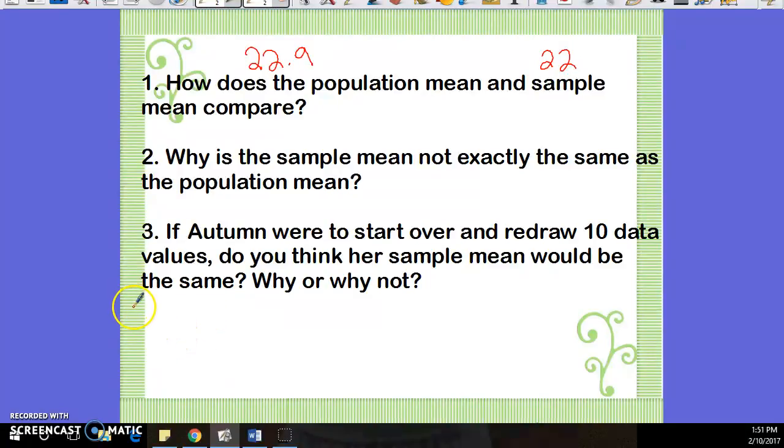So why is the sample mean not exactly the same as the population mean? This is because the sample is not always going to give the exact number, because you will have different people in the population and different responses each time you sample. So if you were to start over and redraw 10 data values, do you think her sample mean would be the same? If you were in class, we talked about this and we said no, it would not, because it is very rare that you are going to draw the same 10 values again.